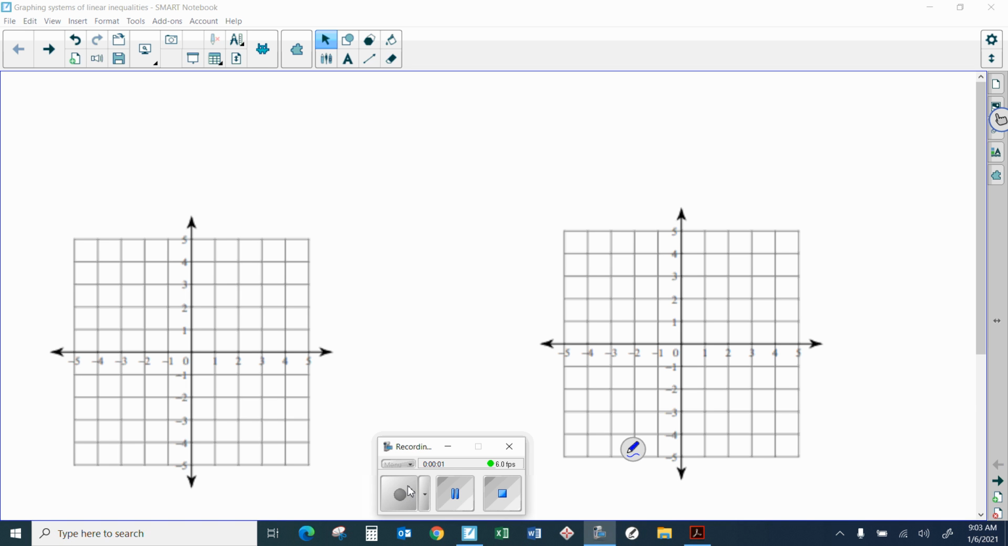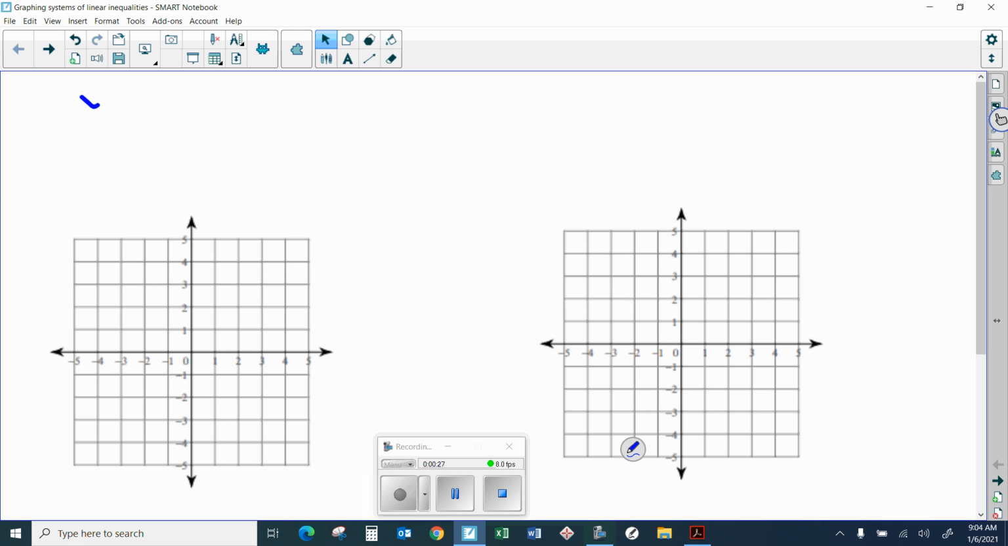Okay, we're going to talk about graphing systems of linear inequalities. So you already watched the video on graphing just linear inequalities and how to shade. Now we're going to put it together with the system. A system is one or more inequalities, and then you find where they overlap. So I'm going to do some examples.